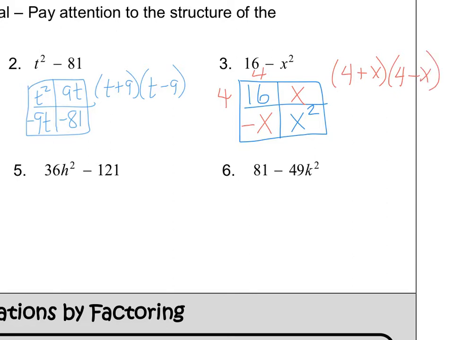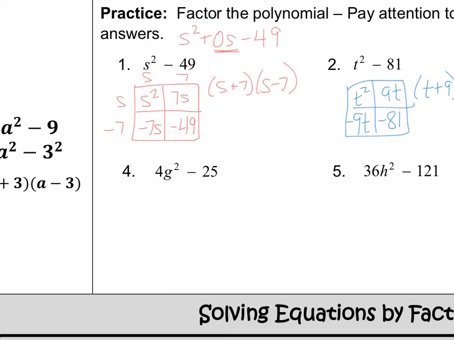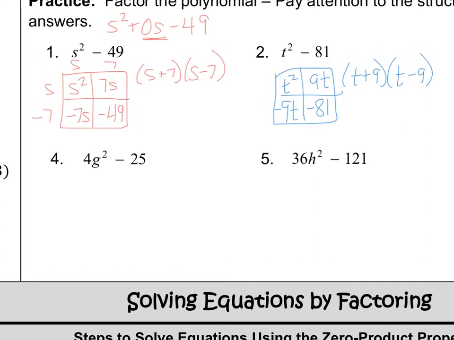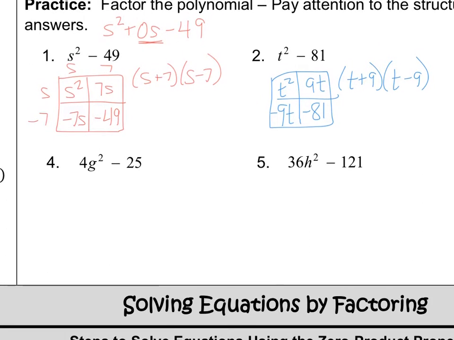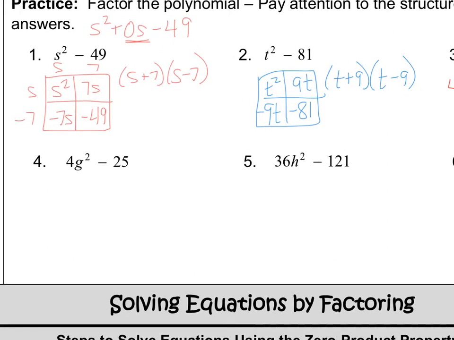Hopefully you are starting to see the pattern that we're taking the square root of our first term and the square root of our second term, and we're having 1 plus and 1 minus. It follows that pattern every time because that's the structure. That is how perfect squares work. So now I want you to do number 4, 5, and 6 on your own. You can use the area models, you can use the pattern and the structure, however you need to do it to get your answers. Pause your video while you do them, and then check back to verify your answers.